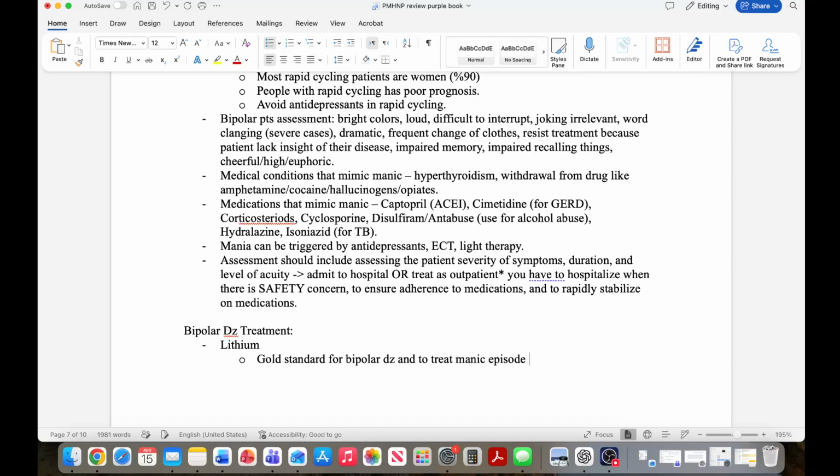Treat manic episode. That's important. It has evidence of anti-suicidal effects. All right, and then it does have clinically, it just has a lot of side effects, okay? It's not stupid autocorrect. DZ means disease, by the way, or DX is disorder.